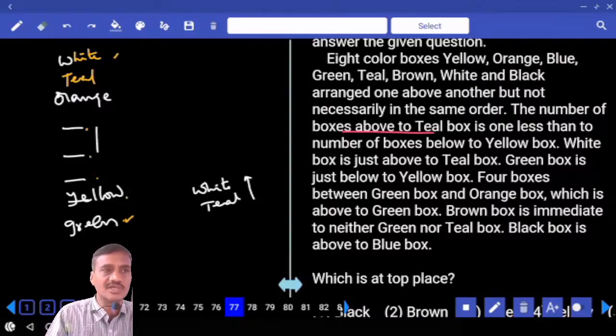If the condition is given like this, the number of boxes above teal is equal to the number of boxes below yellow, this is the case.